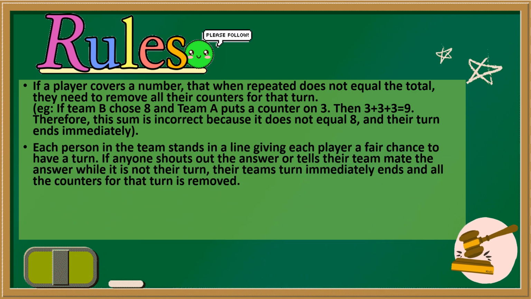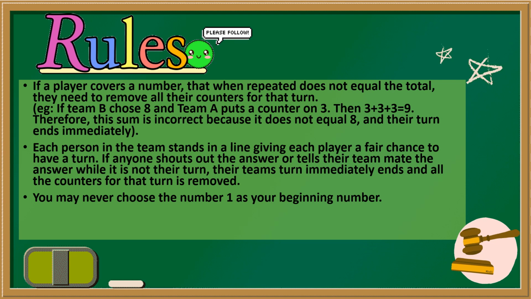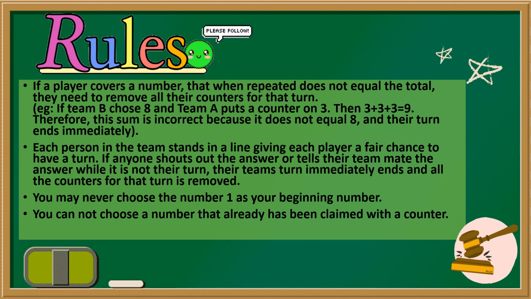Each person in the team stands in a line, giving each player a fair chance to have a turn. If anyone shouts out the answer or tells their teammates the answer while it is not their turn, their team turn ends immediately, and all the counters for that turn are removed. You may never choose the number 1 as your beginning number. You may not choose a number that has already been claimed with a counter.